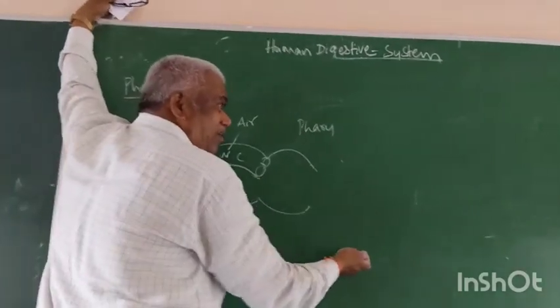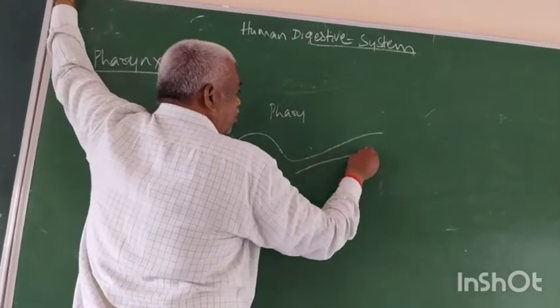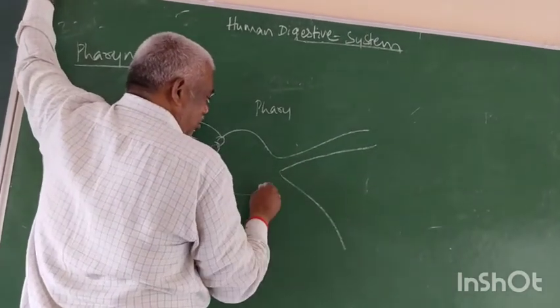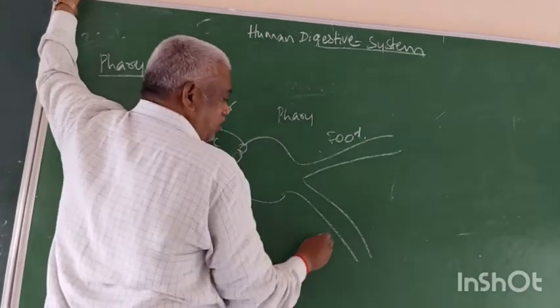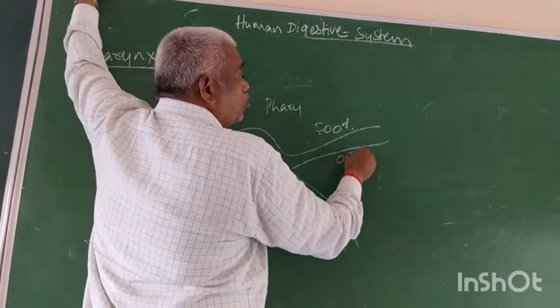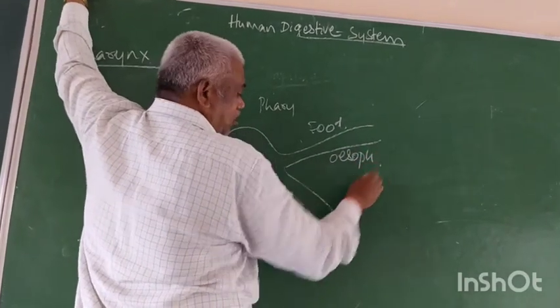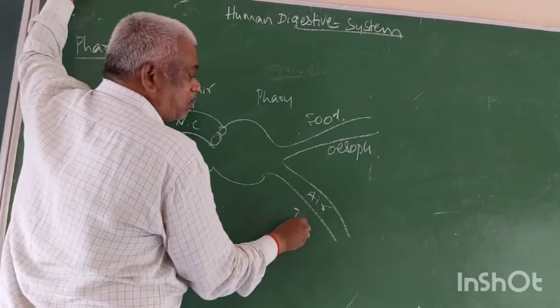After the pharynx, it again divides. Right. Now, see, it is the food passage and it is the air passage. The food passage is called the esophagus. The air passage is called the trachea.